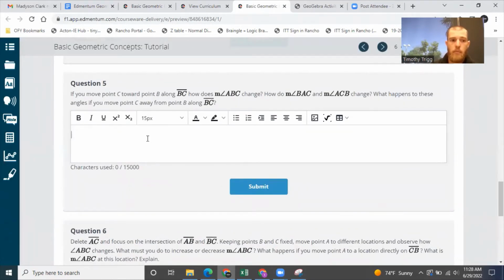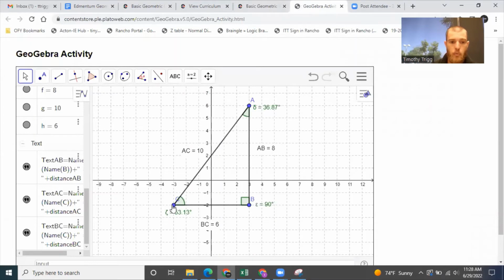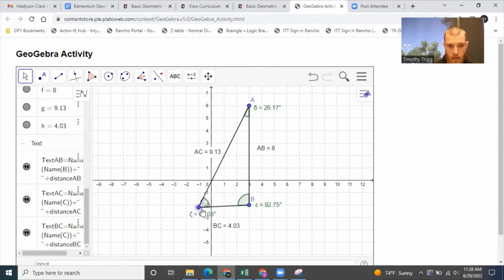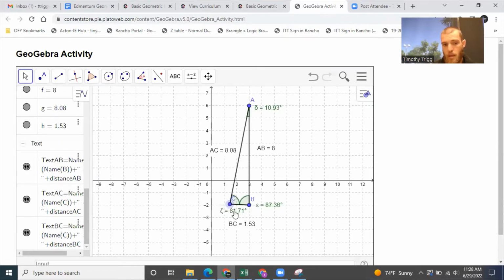So if we move point C toward point B, we're going to see what happens to our angles. So we're going to move point C towards point B. What I want you to notice here is that this angle, angle C, is getting larger, right? Larger measure. Angle B is remaining the same, and then angle A is getting smaller.